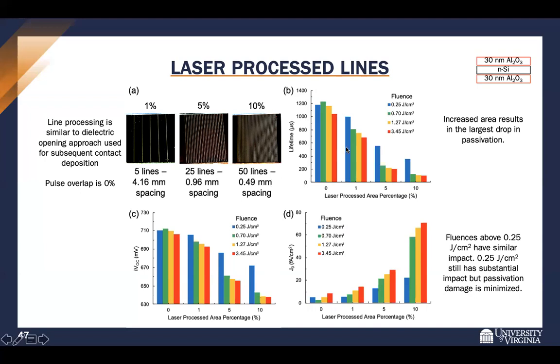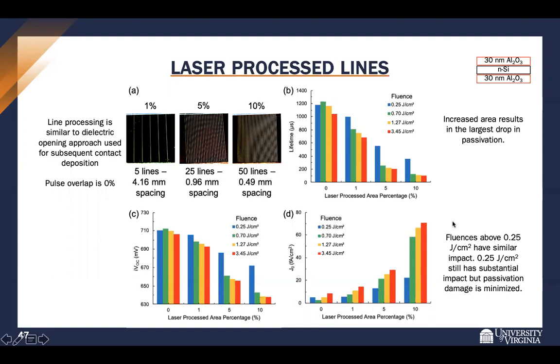So again, increasing the laser processed area results in the largest drop in passivation. The diffusion length of carriers in silicon is roughly 100 to 300 microns, and that's on the order of the line spacing. So there are plenty of recombination sites for the carriers to recombine here.